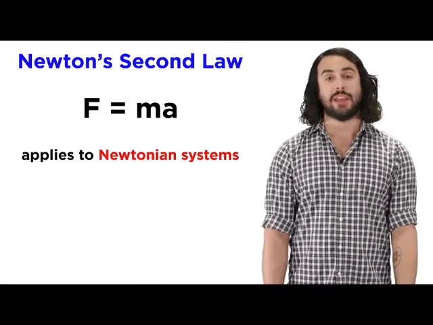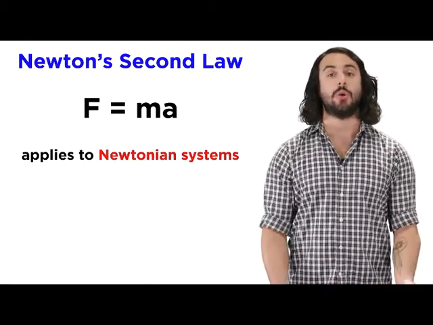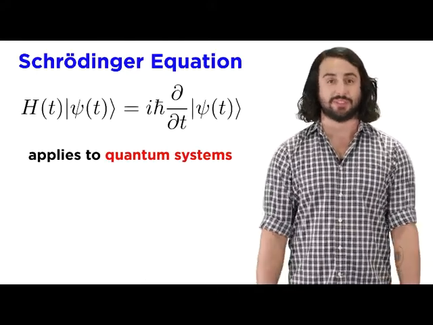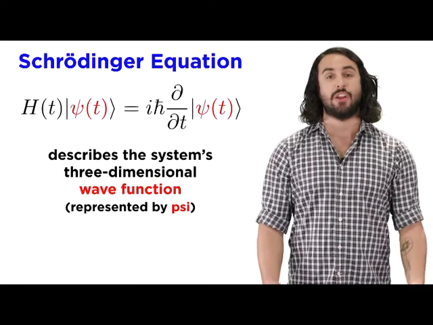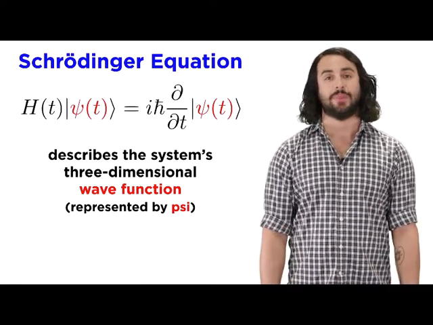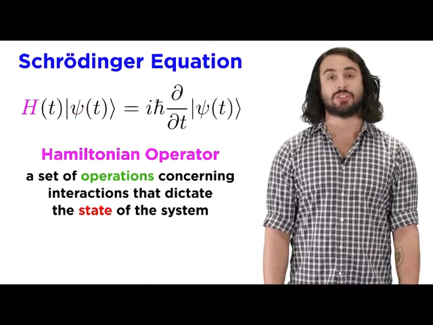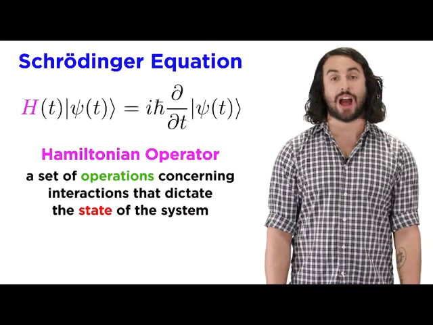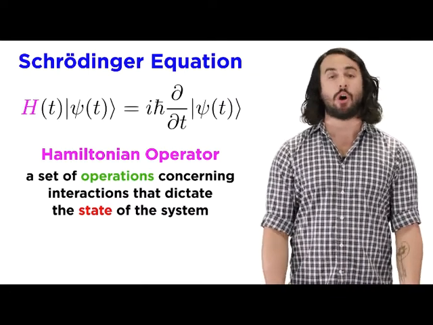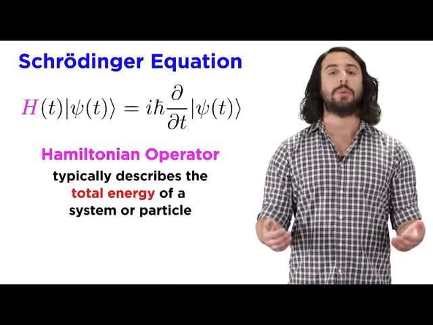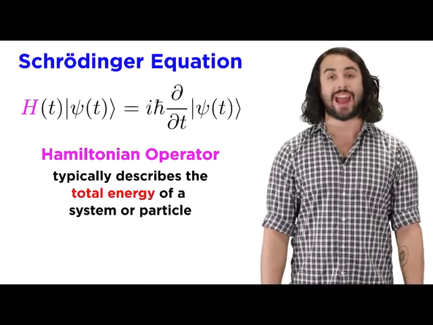Essentially, just as F equals ma applies to Newtonian systems, the Schrödinger equation applies to quantum systems by describing the system's three-dimensional wave function, represented by the Greek letter psi. In this equation, this term is called the Hamiltonian operator, which is a set of mathematical operations that describes all the interactions that are affecting the state of the system, which can be interpreted as the total energy of a particle.